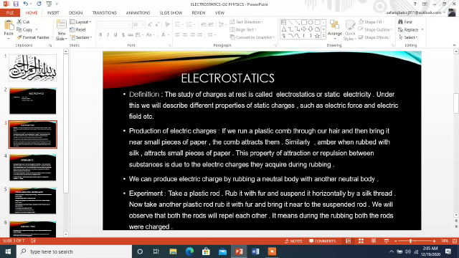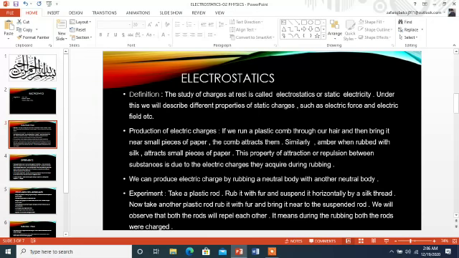Now we consider an experiment. Take a plastic rod, rub it with fur, and suspend it horizontally by a silk thread. Now take another plastic rod, rub it with fur, and bring it near the suspended rod. We will observe that both the rods repel each other. It means during the rubbing, both the rods were charged.